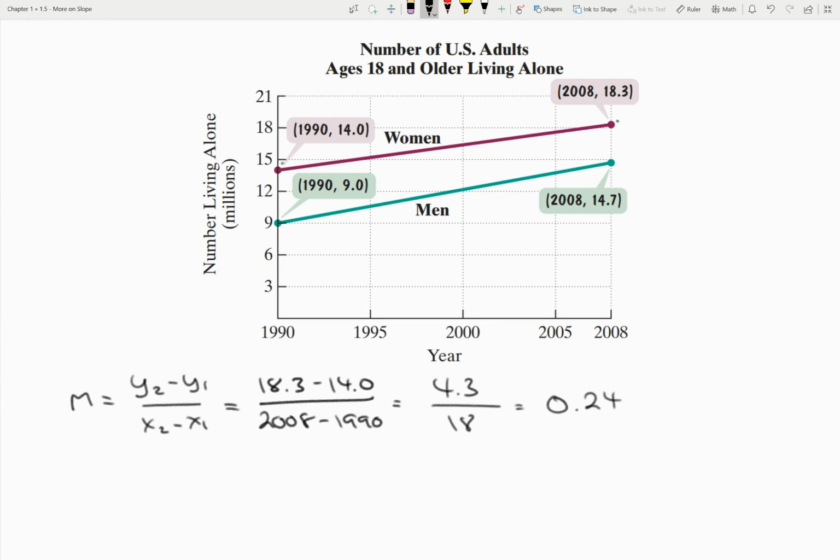Well, the change in y is millions of women. That is the y. So this is 0.24 million women, let's say women to differentiate, per something. Well, the bottom of this is years. So we can say that every year there are 0.24 million more women living alone. And that's what this data is telling me.